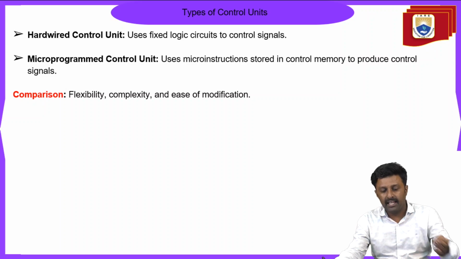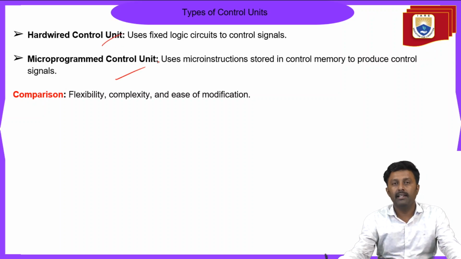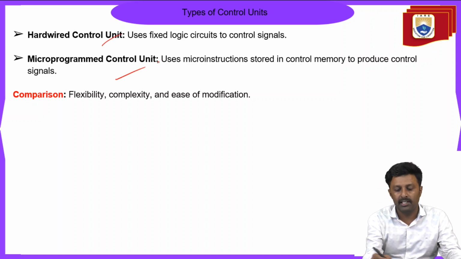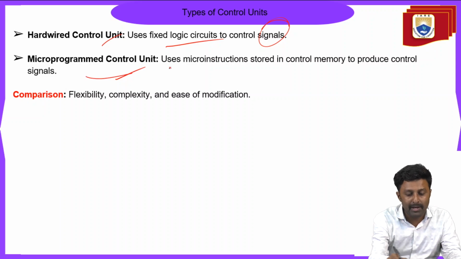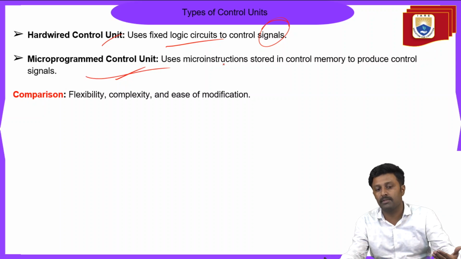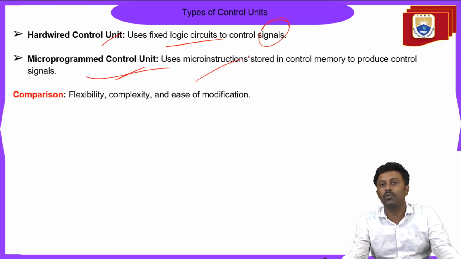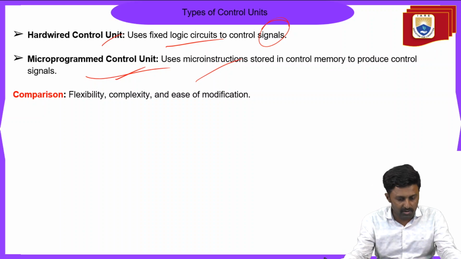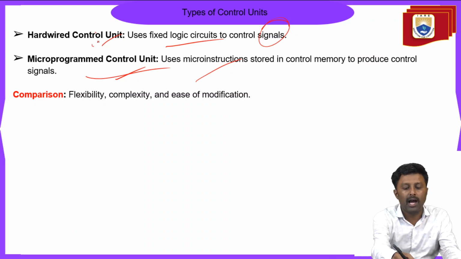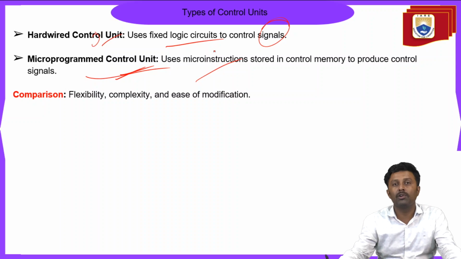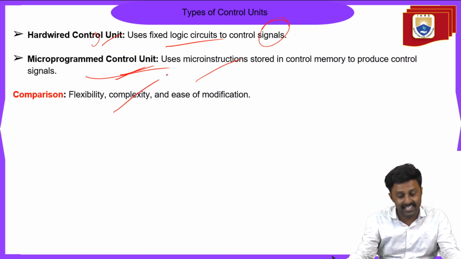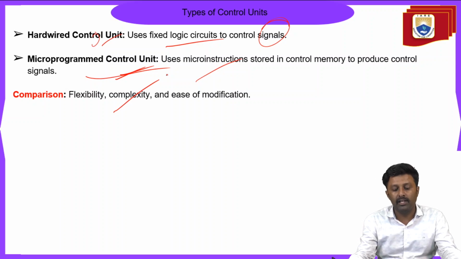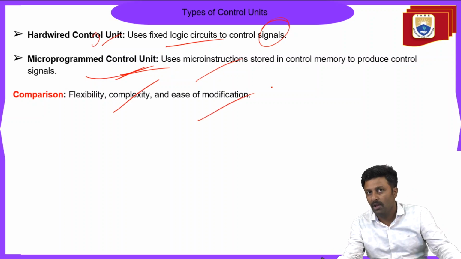As you have already seen, two types of control units are there. The hardware control unit uses fixed logic circuits to control the signals, so it is very difficult to change the control signals. Whereas in the microprogram control unit, we write the programs. That is, we use micro instructions stored in the control memory to produce the control signals. Compared to the hardware control unit, microprogram control units are more flexible. Complexity is less in the microprogram control unit, and we can easily do the modification.